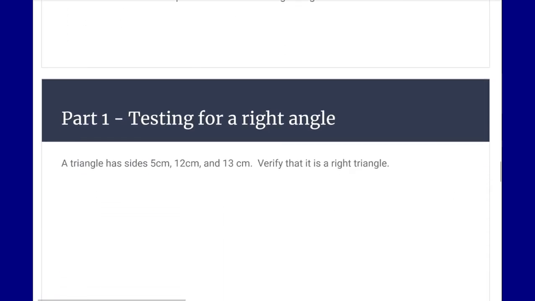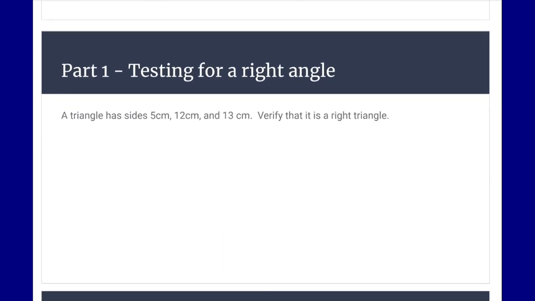So the first thing we can do with this is test to see if, given the side lengths of a triangle, it is a right triangle. So here I'm told 5, 12, and 13 are the side lengths, and I want to verify that it is a right triangle. So I'm just going to hypothetically sketch a right triangle. I'm going to place the side lengths 5, 12, and 13. Again, remembering that the longest side should be the hypotenuse, so it's going to be across from 90 degrees.